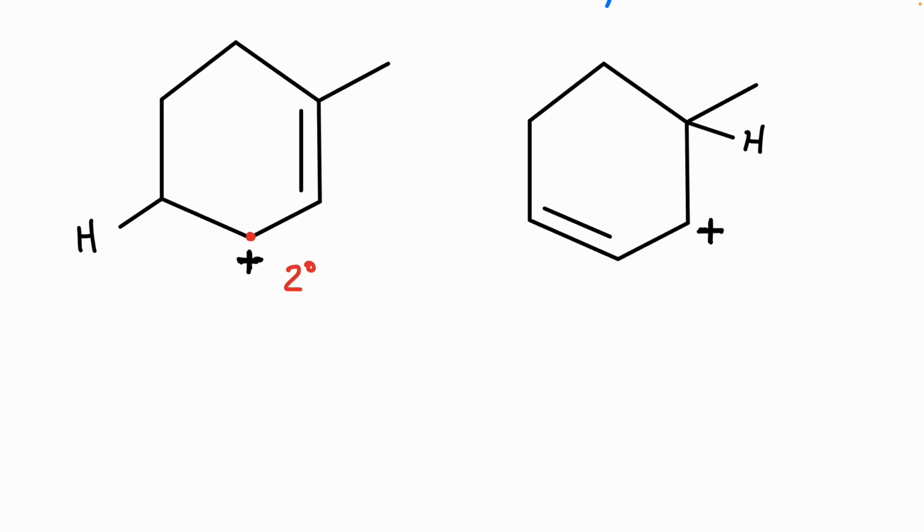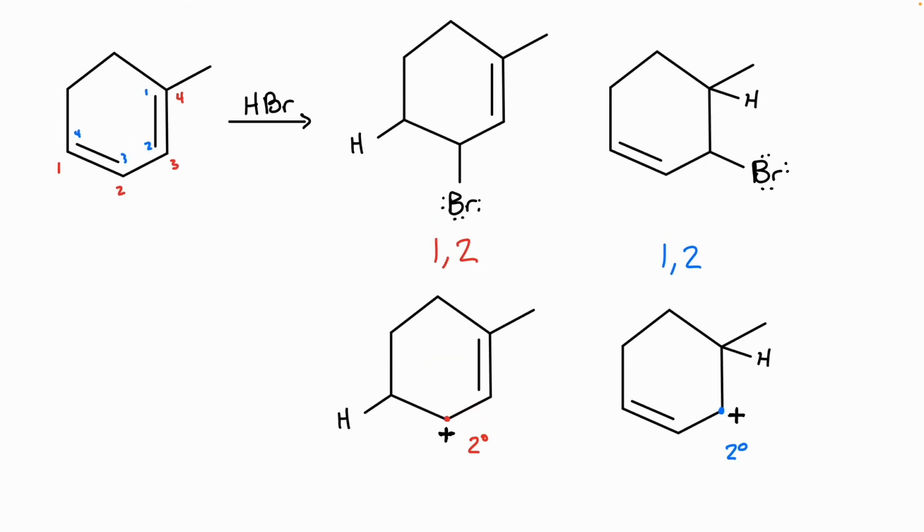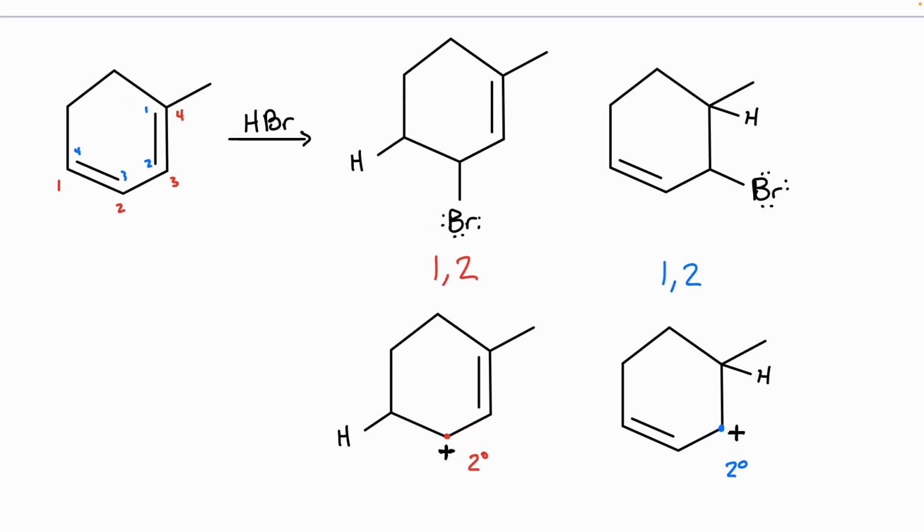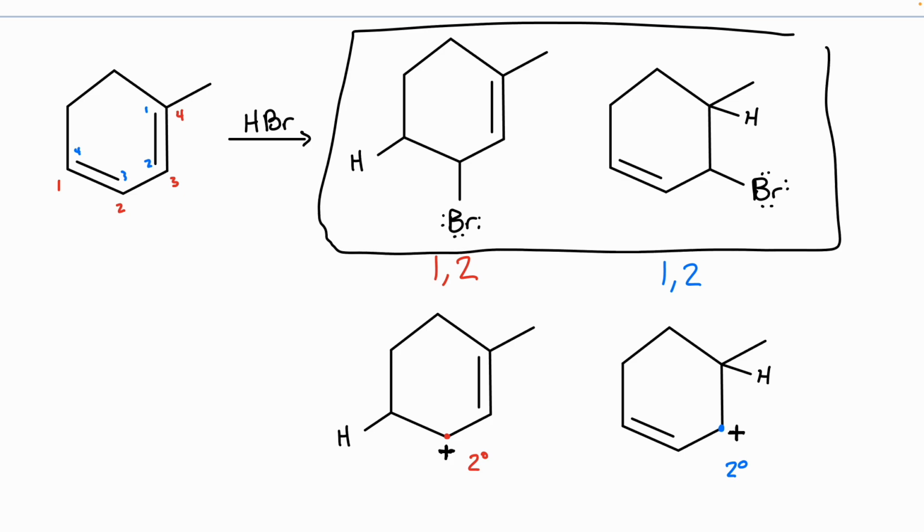And what about the blue one here? What would we classify this carbon as? Primary, secondary, or tertiary? Also secondary. So they're both secondary allylic carbocations. So then both of these will be produced in just about a 50-50 mixture. So we're going to include both of them as our major product. One of them is not more favored than the other.